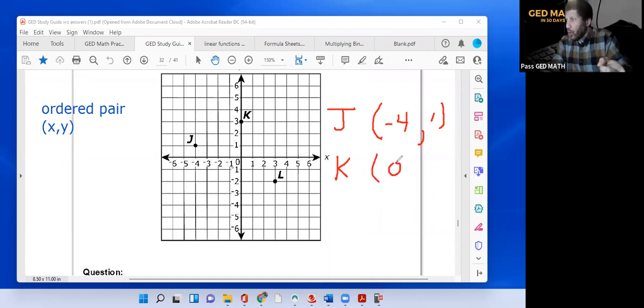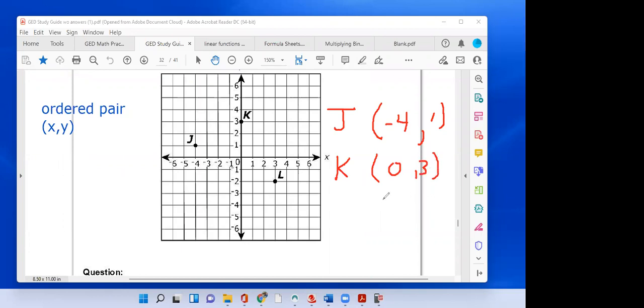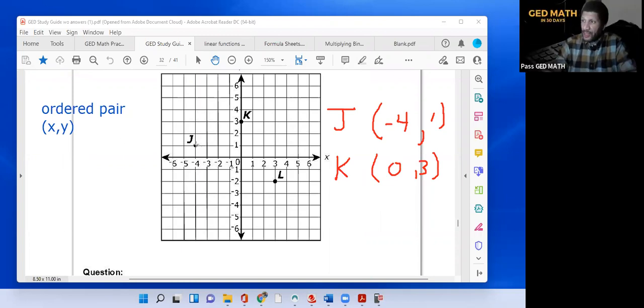So 0, 3. You're right. X is always first. One of the things I show in my class is just come down to the x-axis first. Then go your -4, then go over to your Y. Come down your x-axis first. It's directly on the Y. Go up to your Y. That's how I would say it.